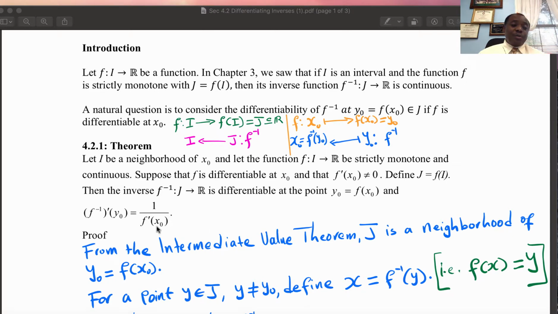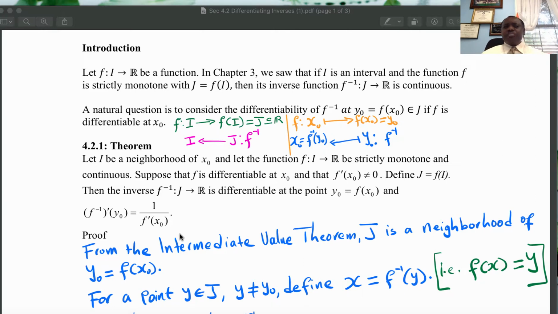Then we can conclude that the inverse function f inverse from J to R is differentiable, as a matter of fact, at the point y0 equals f of x0, and the derivative of f inverse at y0 is just 1 divided by f prime at x0. Interesting. Very, very simple and straightforward. So the first derivative of the inverse at the point y0 is just 1 divided by f prime at x0, where y0 equals f of x0. You must always keep those two together.